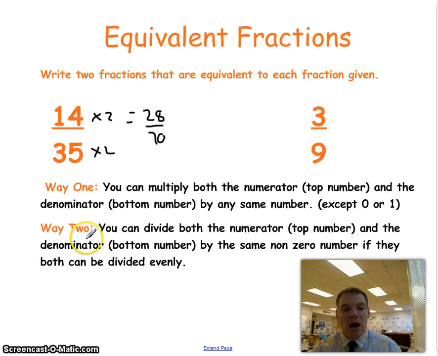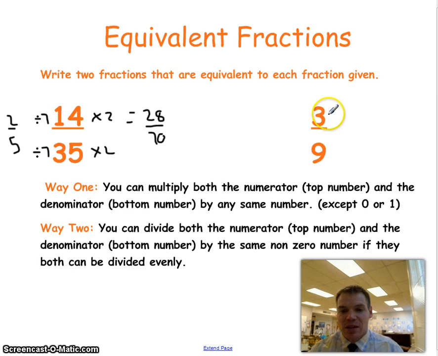Way 2, I would think of a number that divides both 35 and 14, which is 7. Divided by 7, divided by 7. So in this case, 14 divided by 7 is 2, and then 35 divided by 7 is 5. So again, 2/5, 14/35, and 28/70 are all equivalent fractions. And let's try the one over here.